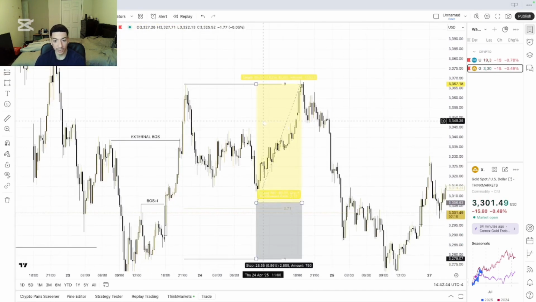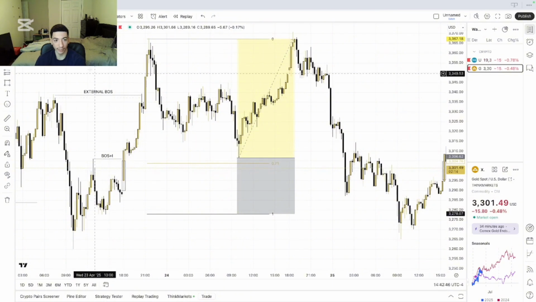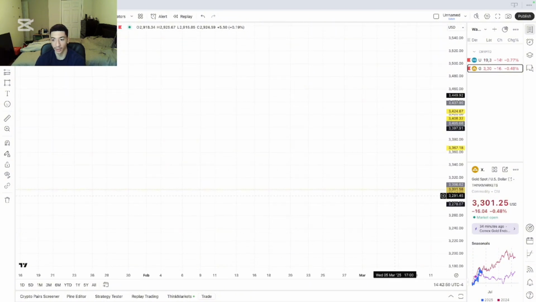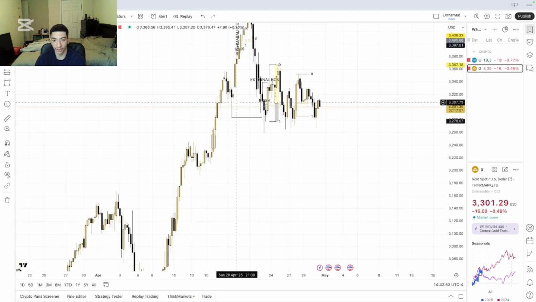But yeah, it was a super textbook setup. I liked that I had major confirmation with the 4-hour low getting swept, and then this big bullish candle. So I was pretty happy with this trade.